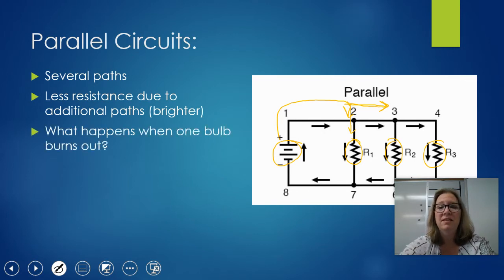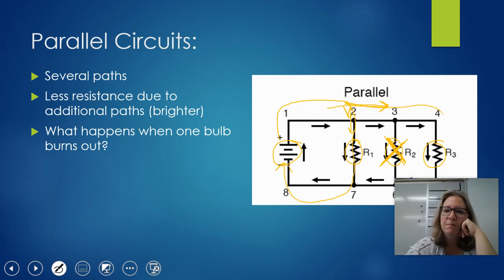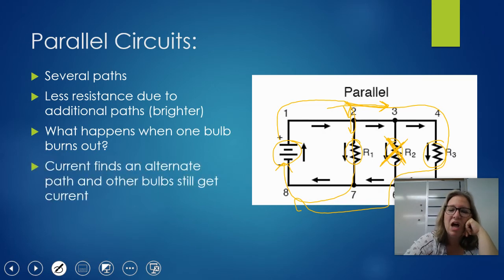Let's say I take this light bulb out, or this light bulb burns out and the wire is broken and it's now an incomplete loop. Well, I can still have a complete loop there, and I can still have a complete loop there. So the other two bulbs will not go out. The current can find an alternate path with these parallel circuits.